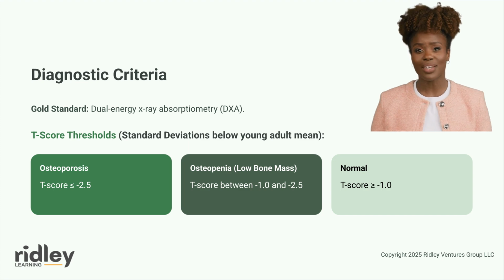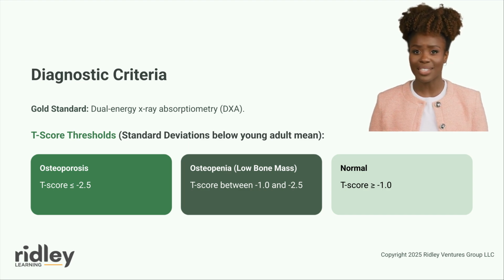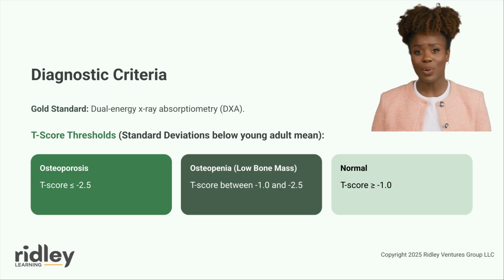The technique utilizes two X-ray beams of differing energy levels to distinguish between bone and soft tissue, allowing quantification of areal bone mineral density expressed in grams per square centimeter.